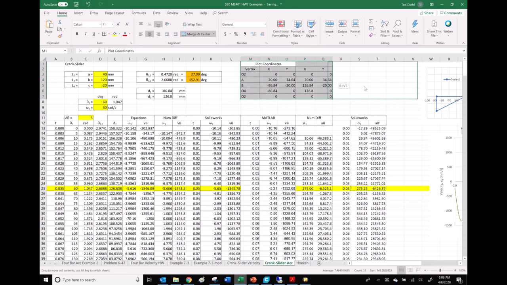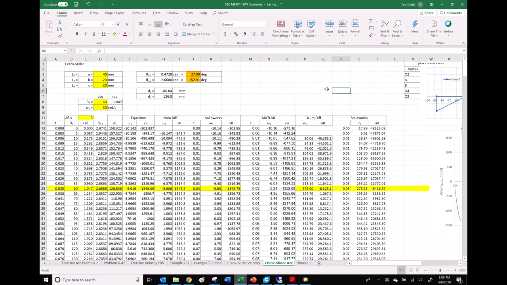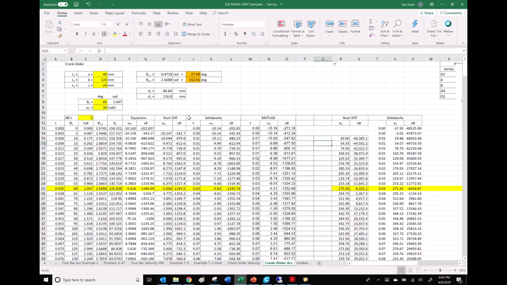So let me move this guy over because he's not useful to anything. I think I only need 2 columns here, and so for this, I'll say the numerical difference, and not numerical differentiation, but equations. That's what I want, all equations. So by equations, we're going to find alpha and the acceleration of B, right?